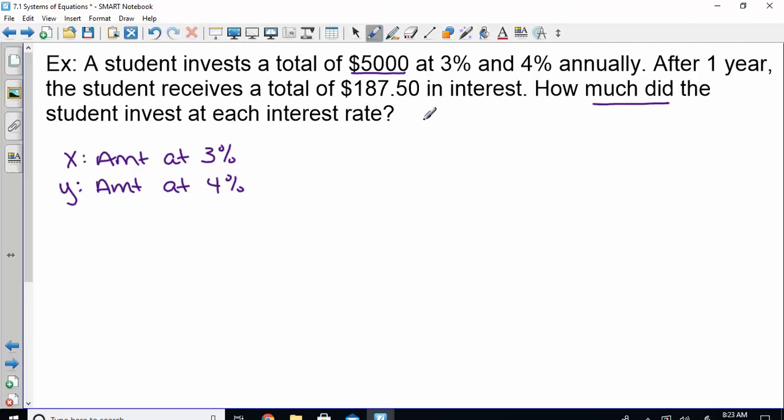Okay, we have a total of $5,000, so what would I put? And then I give you interest. So to find the amount of interest, you take your rate times your amount. So 3%, that would be 0.03. The amount at 3% is my x. Plus the interest for the other one would be 0.04 times our y equals the total amount of interest, which was $1,087.50.